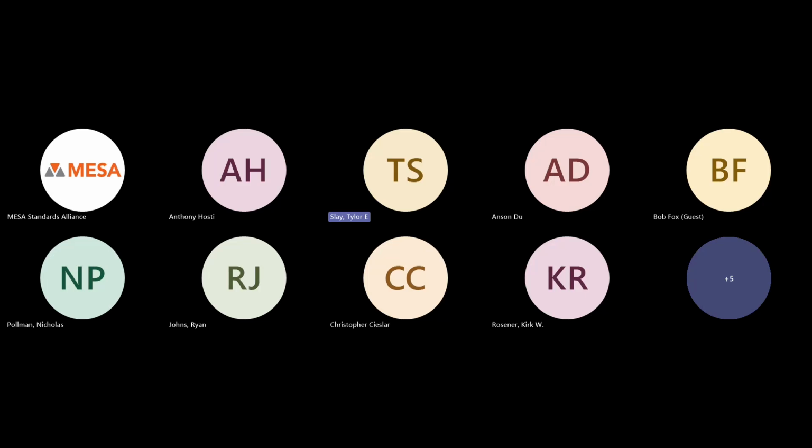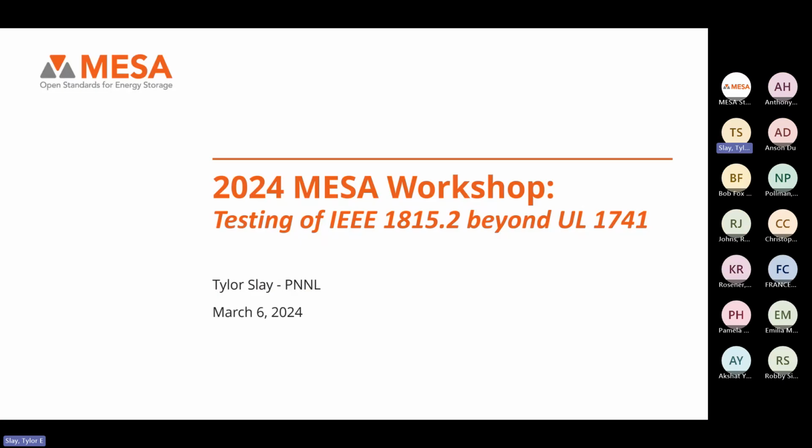An electrical engineer at Pacific Northwest National Labs. And this workshop, number 3, is going to discuss the testing of IEEE 1815.2 beyond UL 1741. So focus primarily on some of the more advanced functionality and the scheduling and point multiplexing use cases.